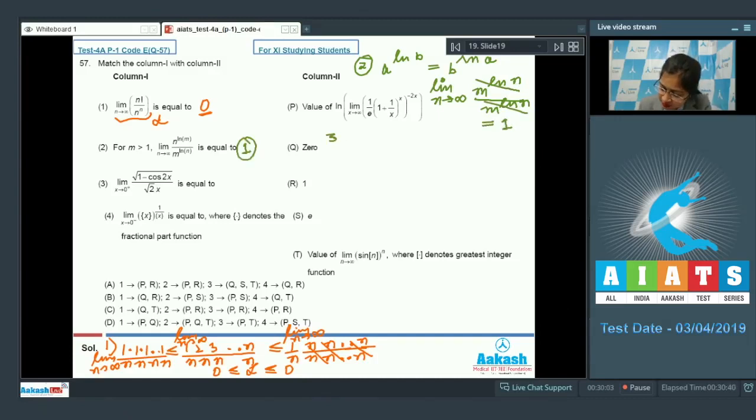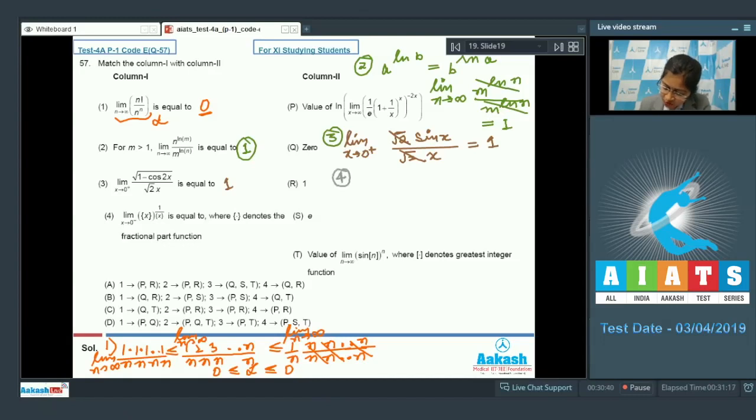Now let's solve the third question, which says that limit x tending to 0 plus, 1 minus cos theta is equal to 2 sine square theta, so I can write it as root 2 into sine x. Modulus has to be applied, but for x tending to 0 plus it will be sine x. And in the denominator also we have root 2 into x. These two will get cancelled and sine x upon x will tend to 1. So the limit is equal to 1.